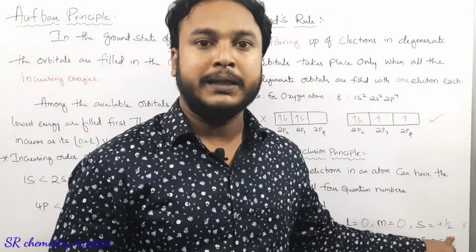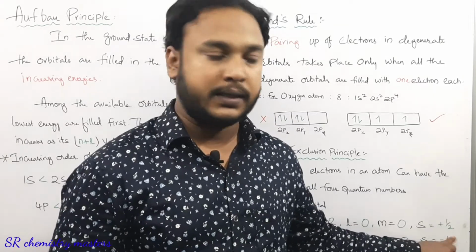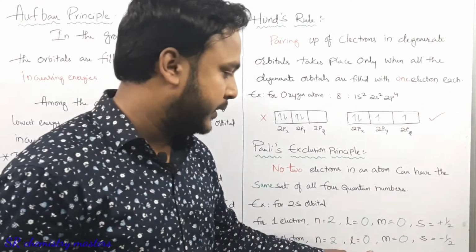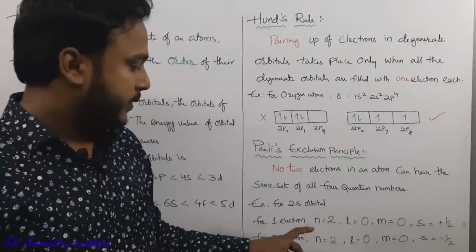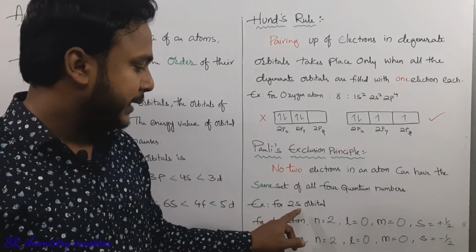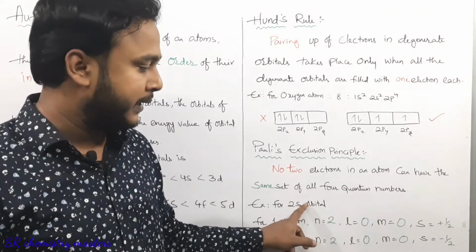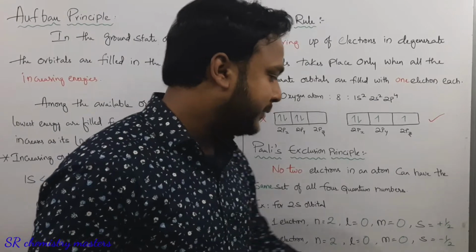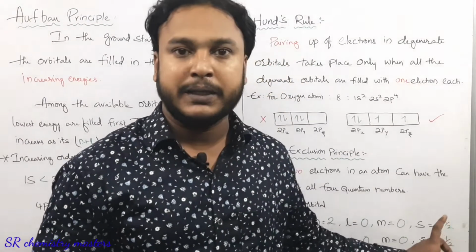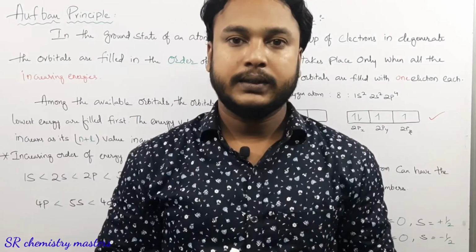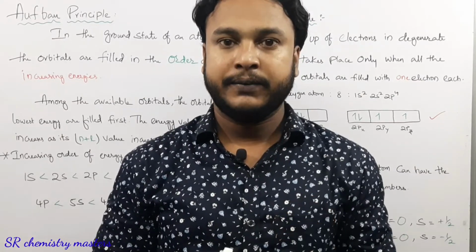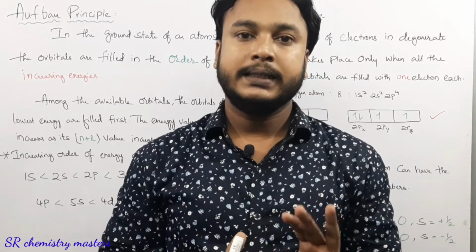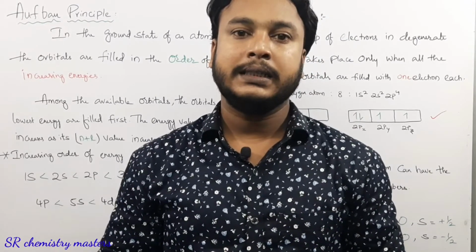If you see the same thing for the second electron present in the 2s orbital, n is equal to 2, l is equal to 0, m is equal to 0, but the s value is different. Both the electrons of the same orbital have 3 quantum number values the same, but the last one is different. That is, the spin of the electron is different. This shows that every electron has a different set of quantum numbers. Maybe they have 3 quantum numbers the same, but the last one will be different.